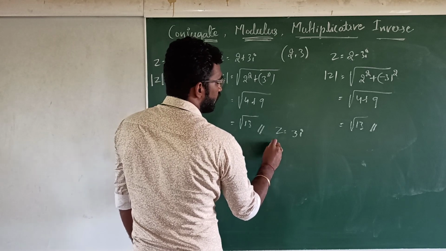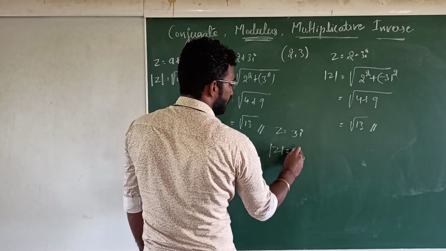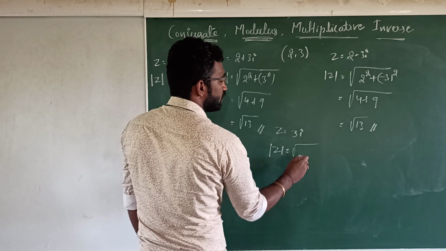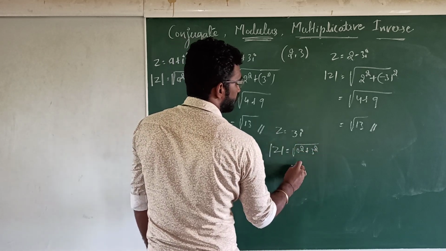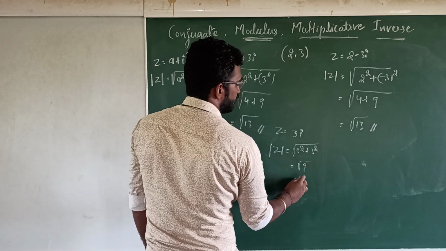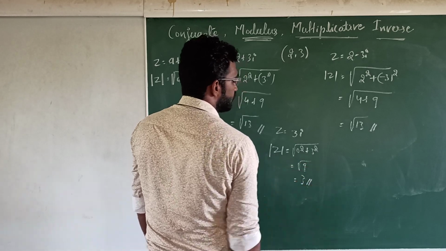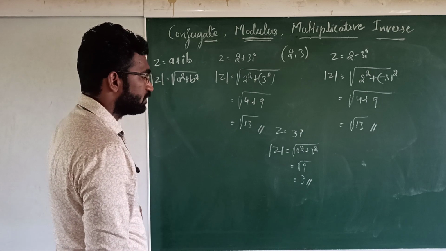You can find mod of z, you can write it as, there is no real part, you can write it as 0 square plus 3 square. Therefore, what are you going to get? Root of 9. Therefore, what is the answer? 3 itself is the modulus. Understand? So this is the thing.